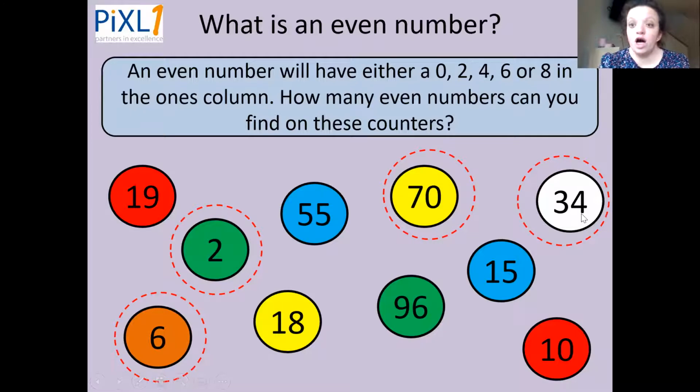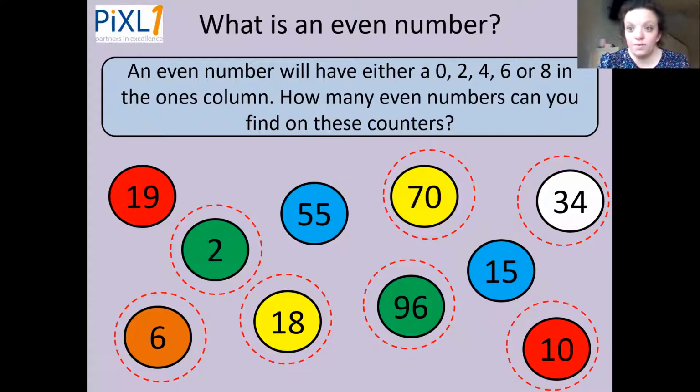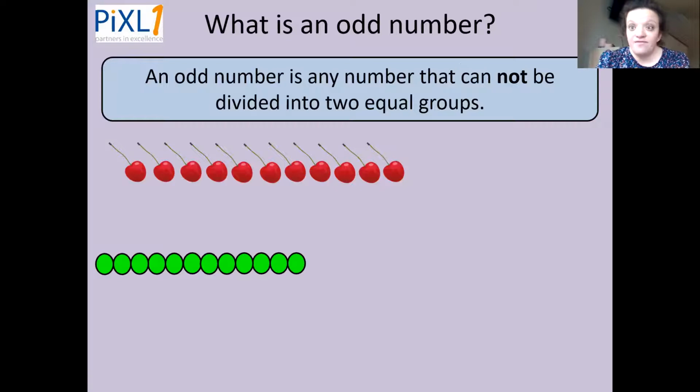34, because again, we look at our ones column and it's got a 4, and we know 4 is one of our even numbers that we can split in two. 18, we look at the ones column, which is 8, and again, we can split it in two and make 4 and 4, which makes 8. 96, we can take the 6 in the ones column, split it in half and make 3 and 3, and it's equal. And again, 10, because in our ones column we have a 0, just like 70, and if we try and put 0 in two groups, they'll be equal because they both have 0. Well done if you got those ones right.